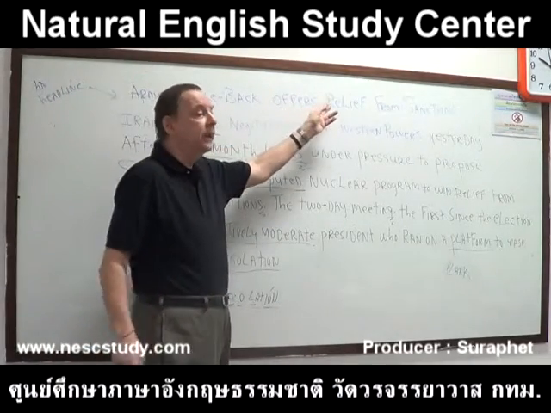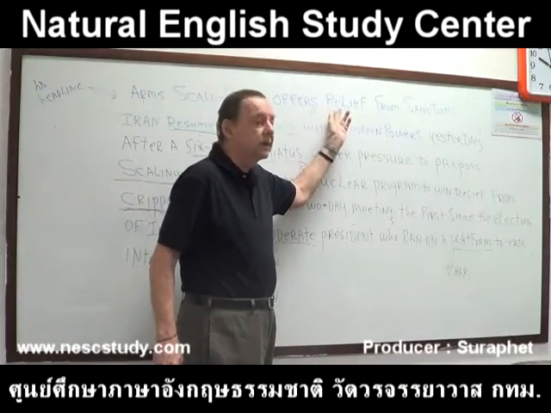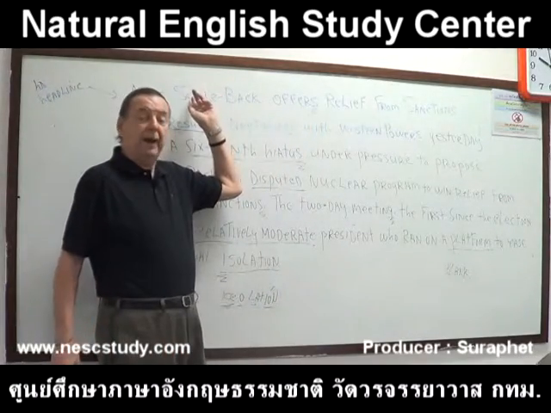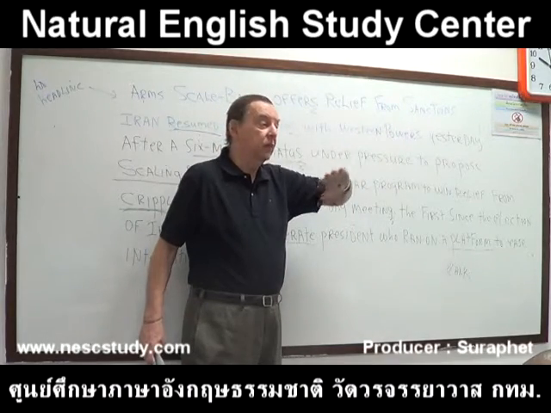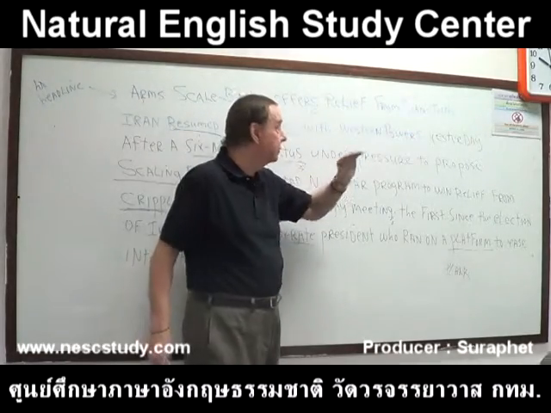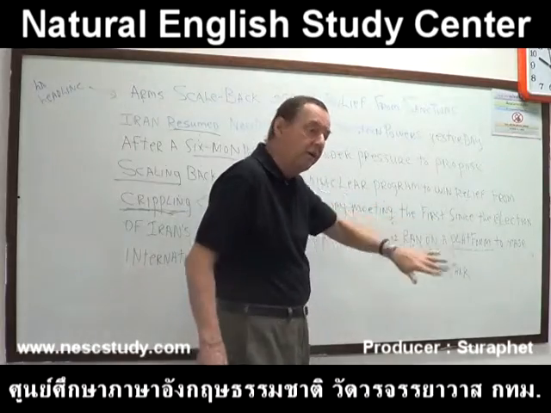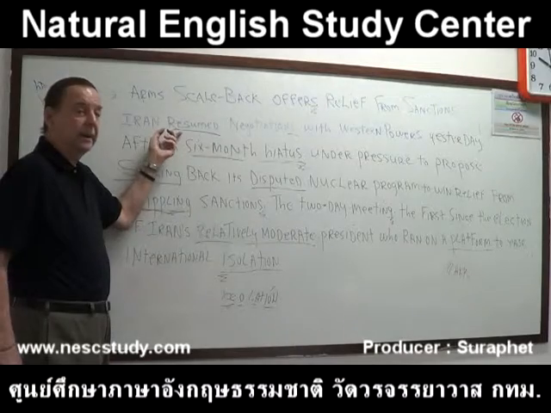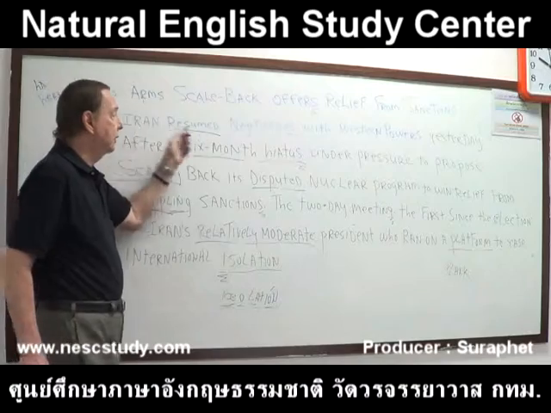Reduction offers relief from sanctions. The sanctions will be eased. It will be easier, relief in sight for Iran if the scale back occurs. Things will get easier. The sanctions, the restrictions on international banking, oil production and distribution would be eased. Pressure taken off Iran. The negotiations resumed. They had stopped and now they are starting again.